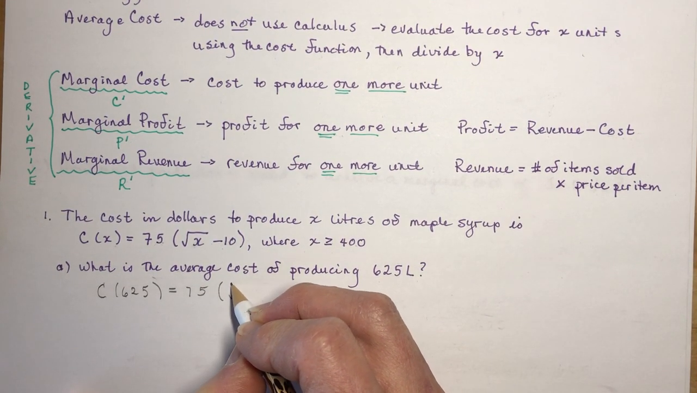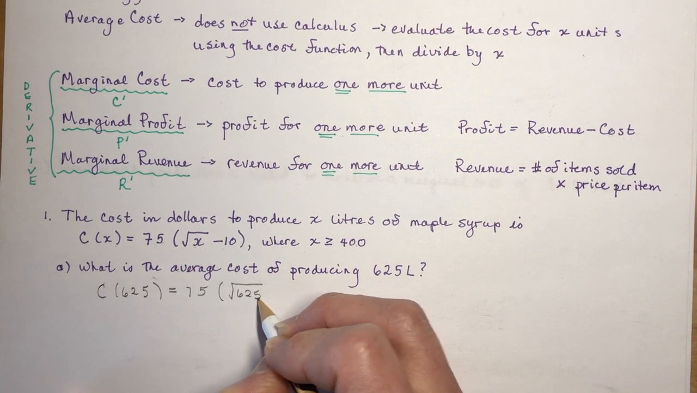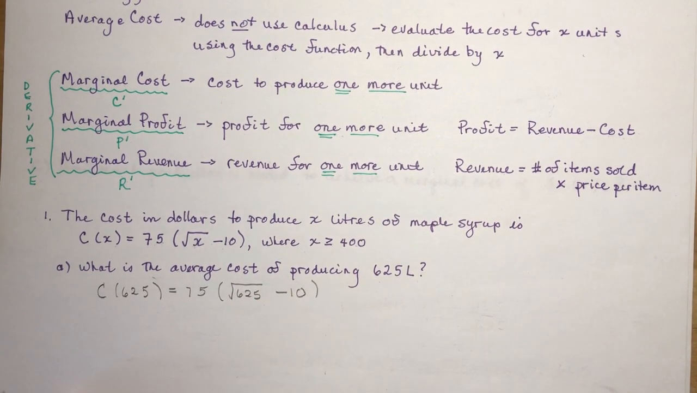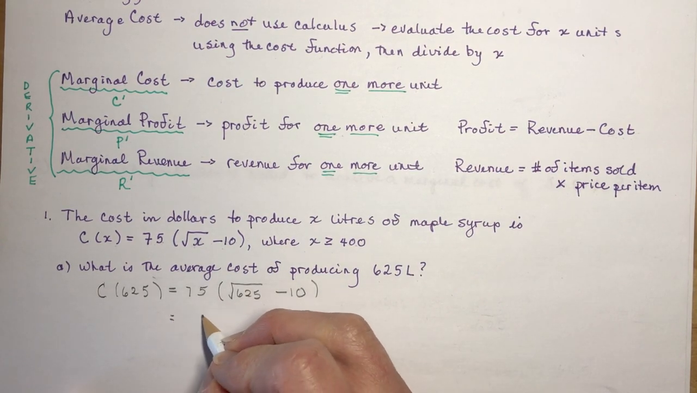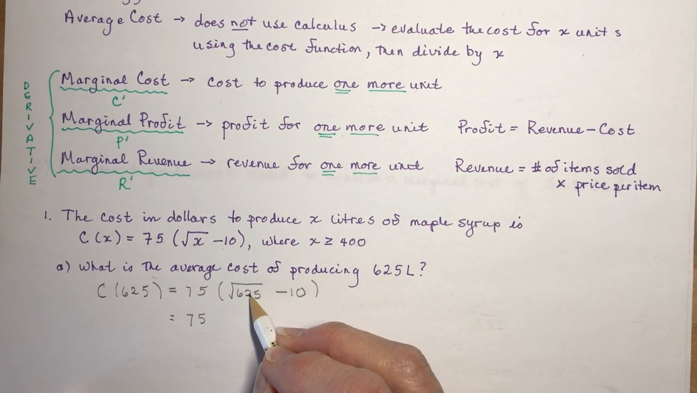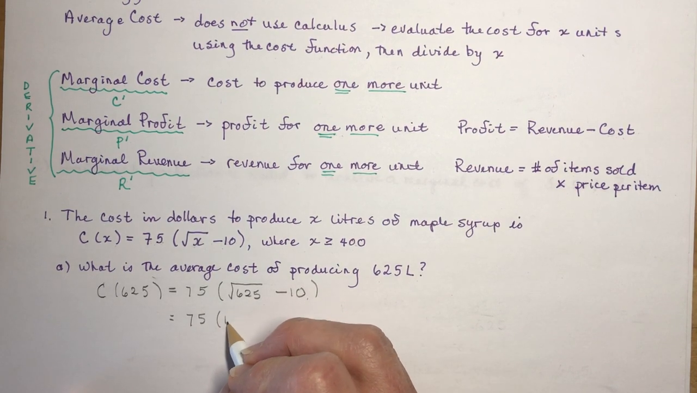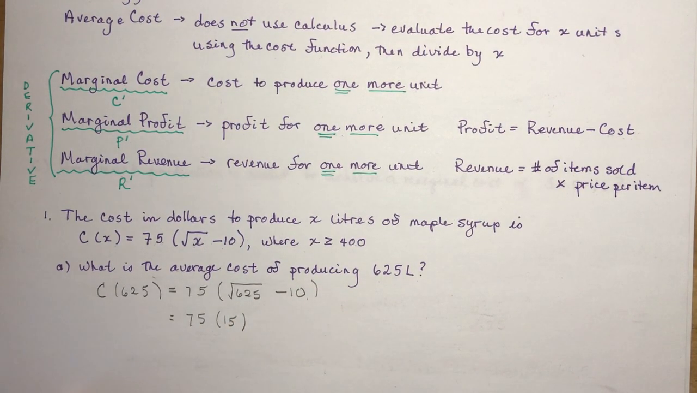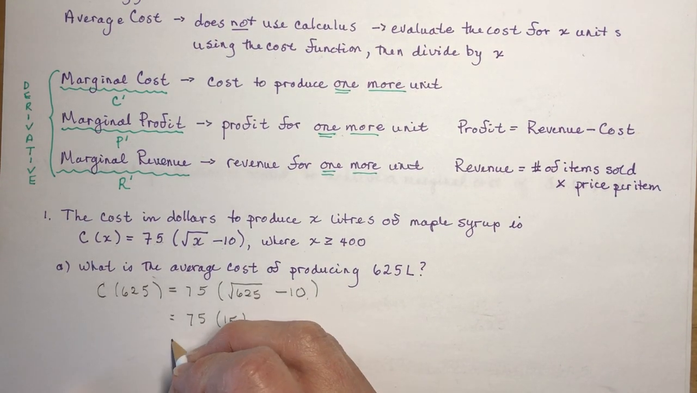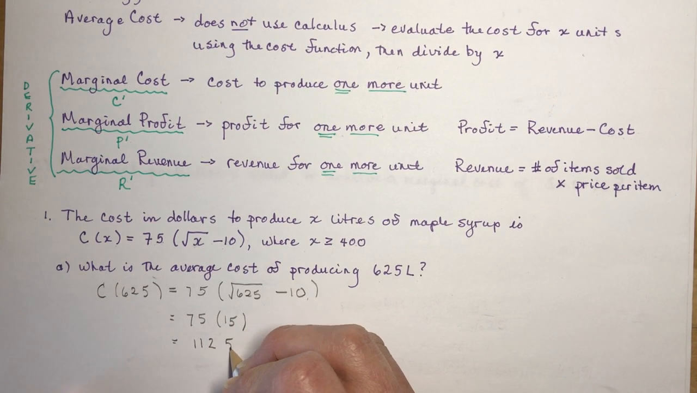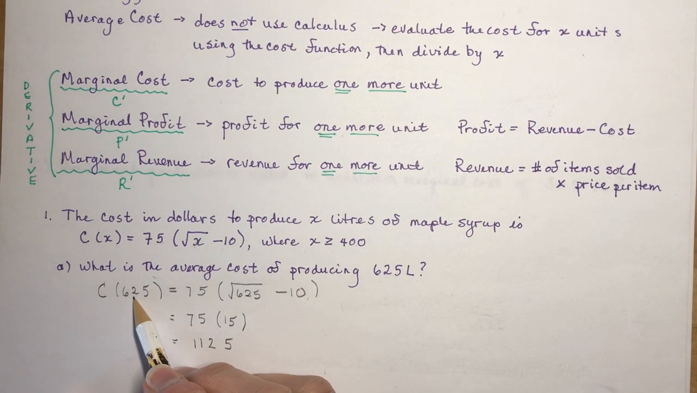So it's 75 times the square root of 625 minus 10. And what's the square root of 625? I think it's 25, right? Yeah, 25. Just double checking on my trusty calculator. So 25 minus 10 is 15. And 75 times 15 is going to be 1125. Okay, so that's the cost of making 625 liters.